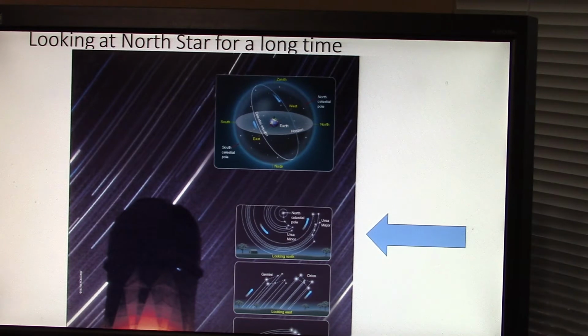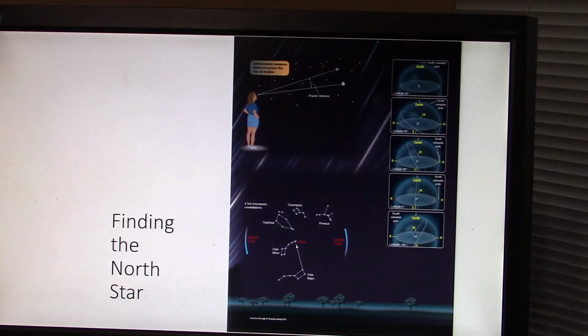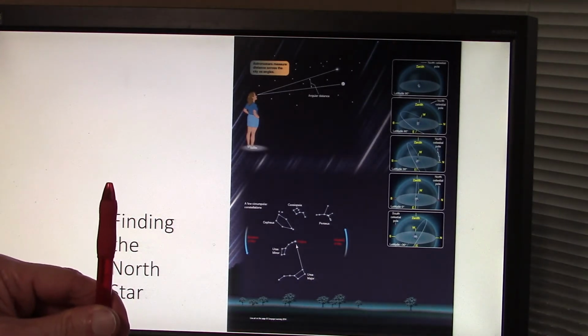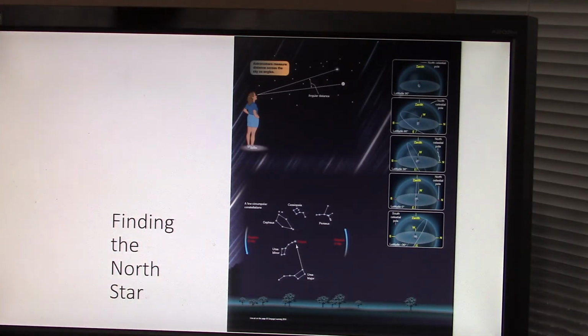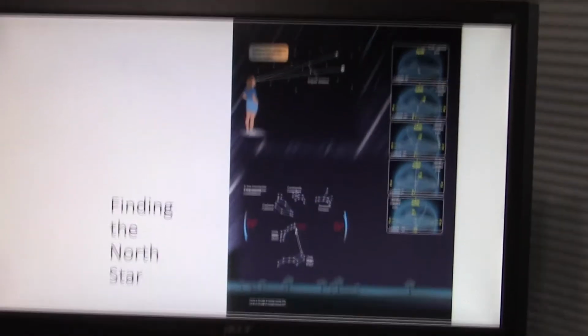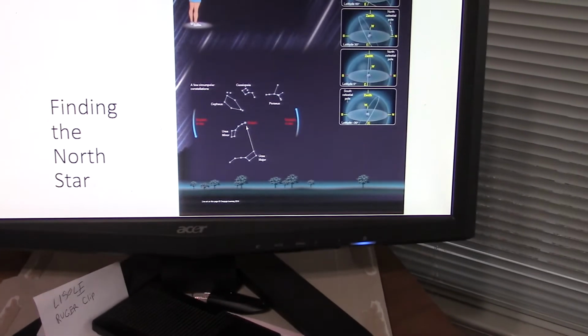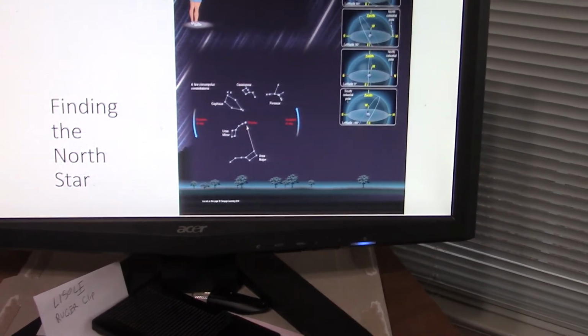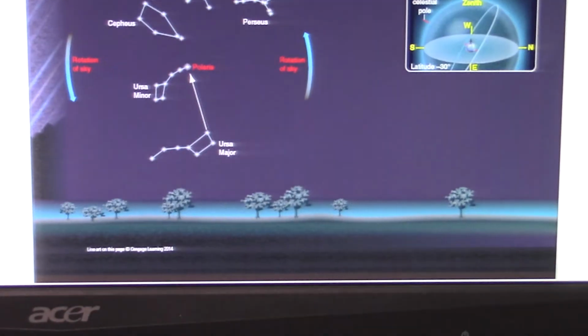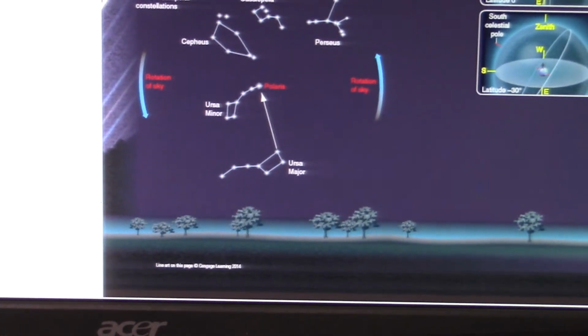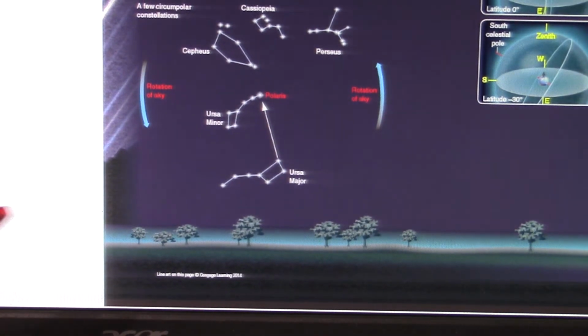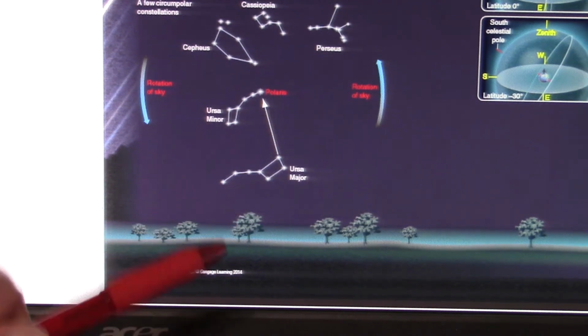Okay, the North Star. Remember I said that if you take the North Pole and extend it up into space, it would point at the North Star. So that's what we're seeing here. Let me zoom in on this little diagram right here. Okay, look at this, folks. Pretty snazzy camera operator.